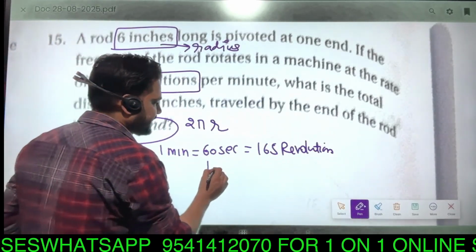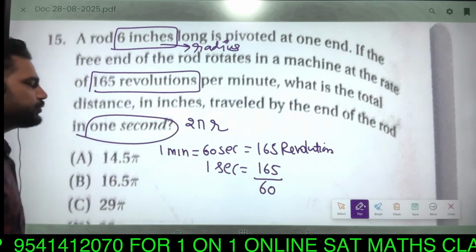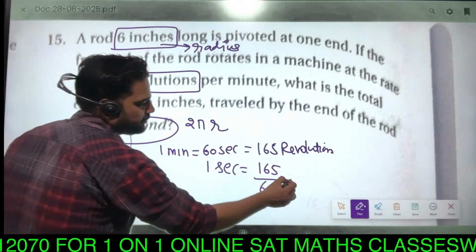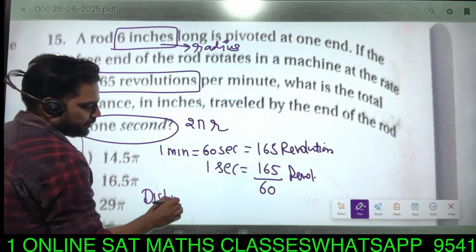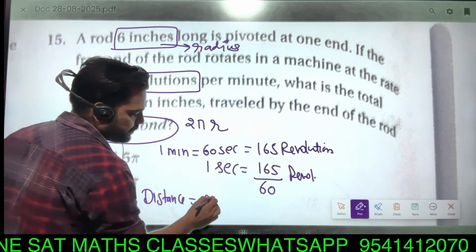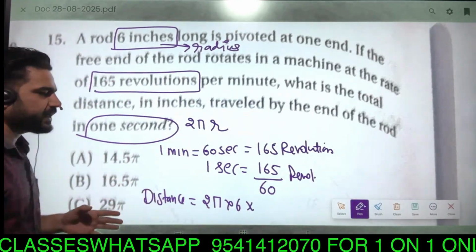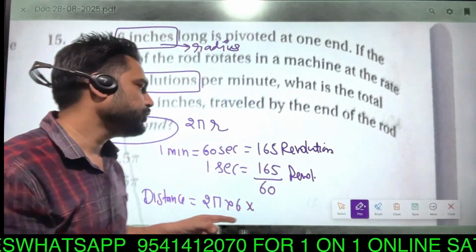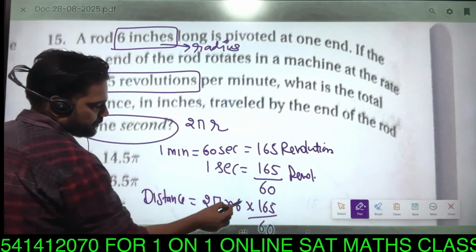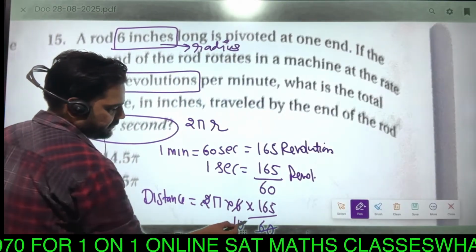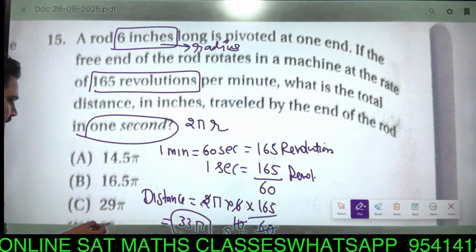So in 1 second they will do 165 by 60 revolutions, and you know that the total distance is always 2 pi r. So 2 pi, and what is the value of r? r is 6. So we have to multiply this 2 pi r with the total revolutions, which is 165 by 60. So this will be our answer. This will cut by 10, and this by 5, and 5 3s are 33 pi. So 33 pi, option D, will be our answer.